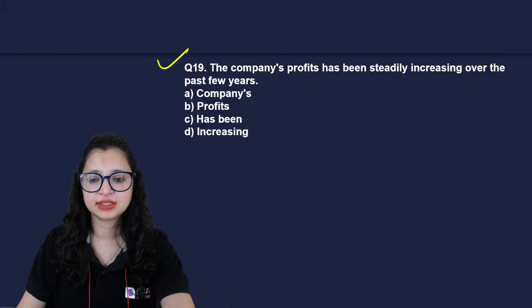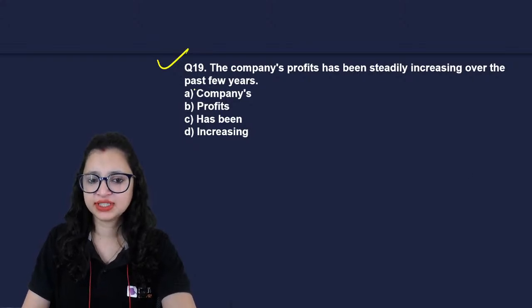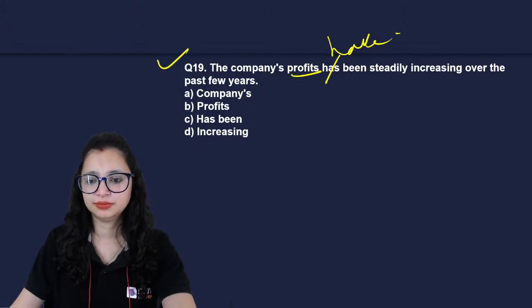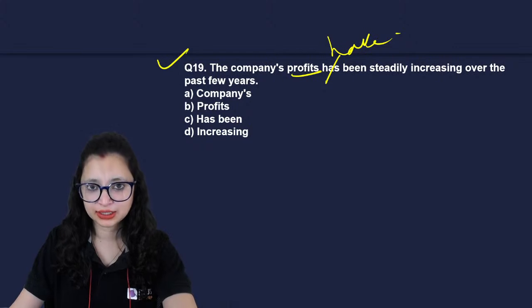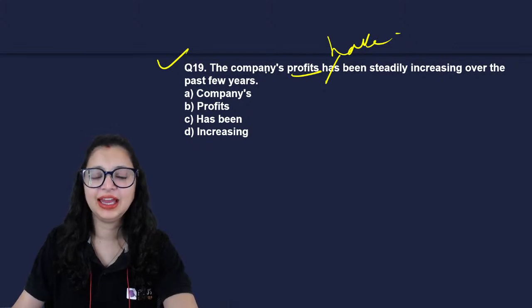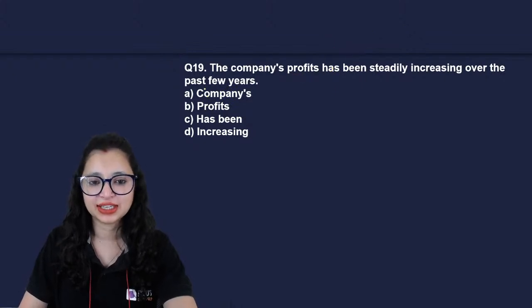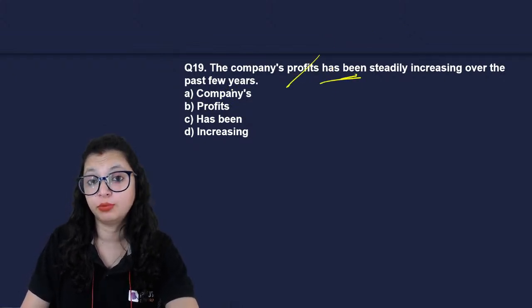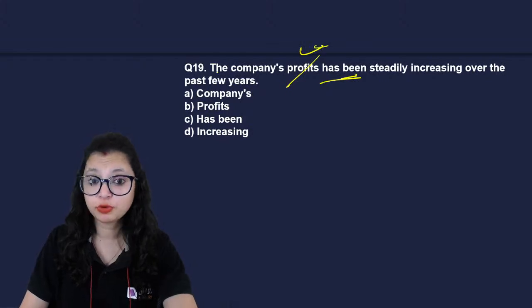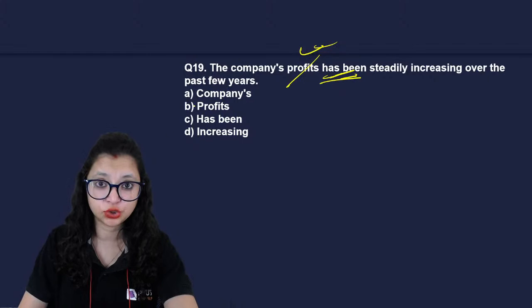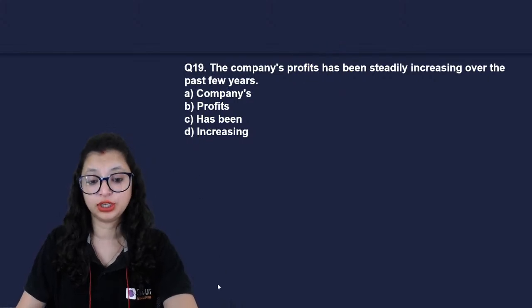B, profits? No. Profits are plural. We need to make it plural. Have. Okay? We need to mark it as C and not B. The company's profits have been steadily increasing. You don't change the noun, you change the verb form. Remember that. Okay? Nouns will remain intact. Profits को profit करके आप सही नहीं बना सकते हो sentence को. Verb change होता है हमेशा noun के according, subject के according.